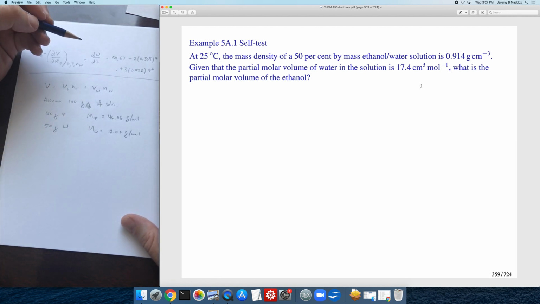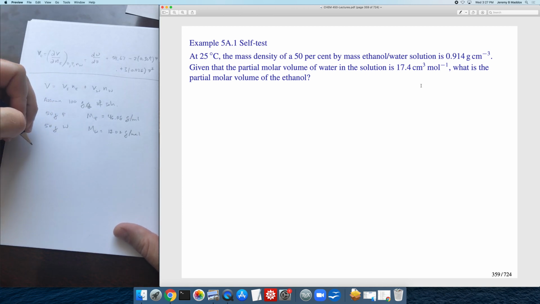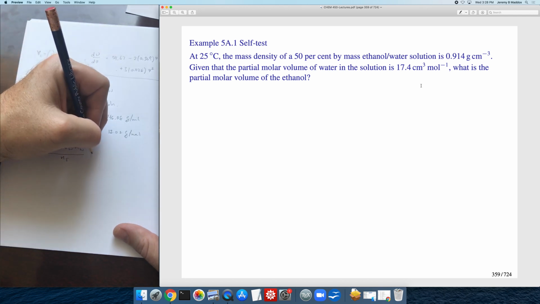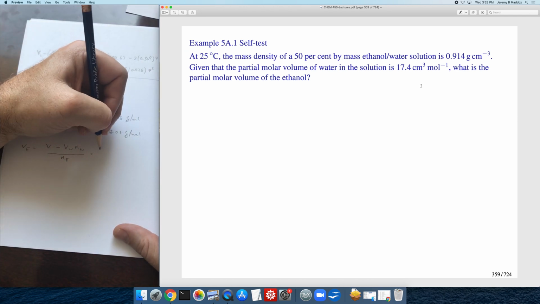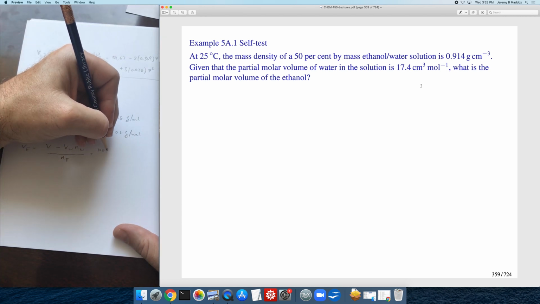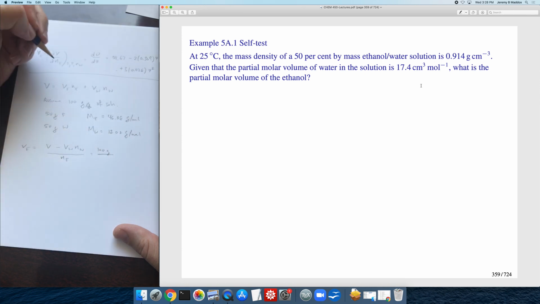Let's see. They gave us the partial molar volume of water, and they want us to find the partial molar volume of ethanol. So I'm going to rearrange it. It's going to be V minus VW times NW, divided by NE. The volume of the solution is going to be the 100 grams divided by 0.914.